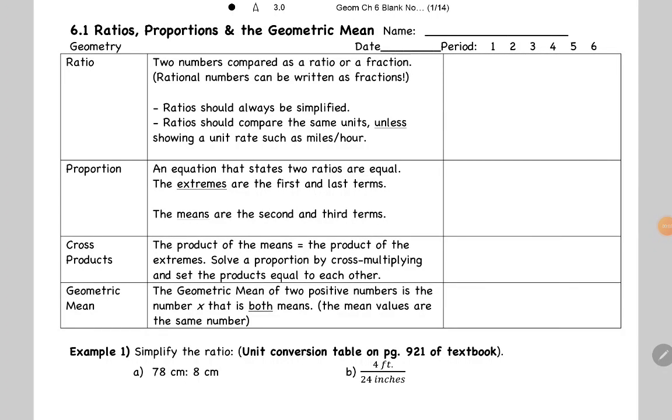We're going to look at ratios, proportions, and the geometric mean. So, ratios are basically comparing two numbers, and we usually use fractions to represent them. We can say 2 to 3, 2:3, or 2/3. Those are the three different ways of writing ratios. And we usually compare them like this, like 35 miles per 1 hour.